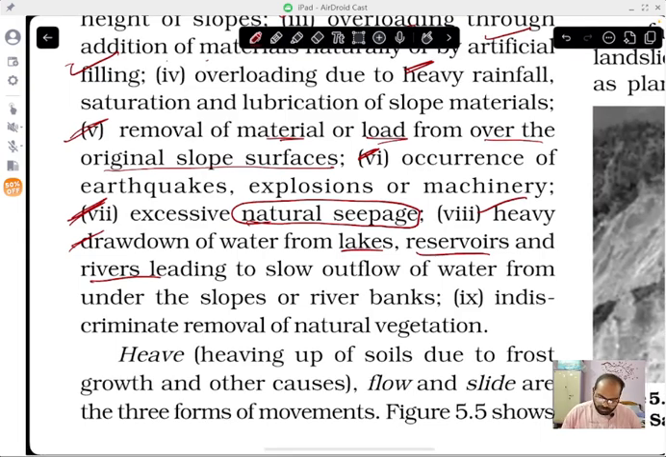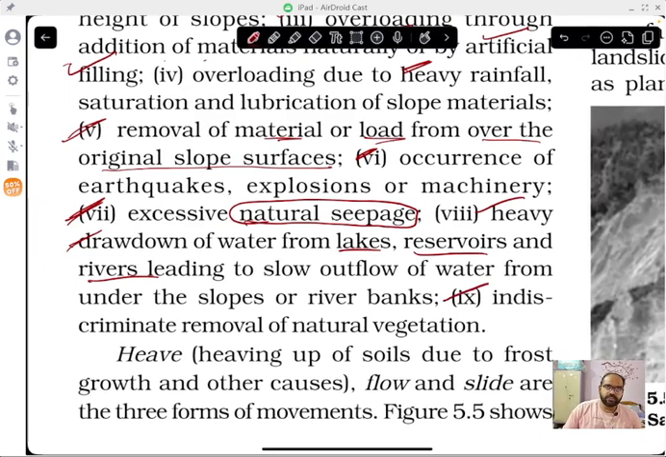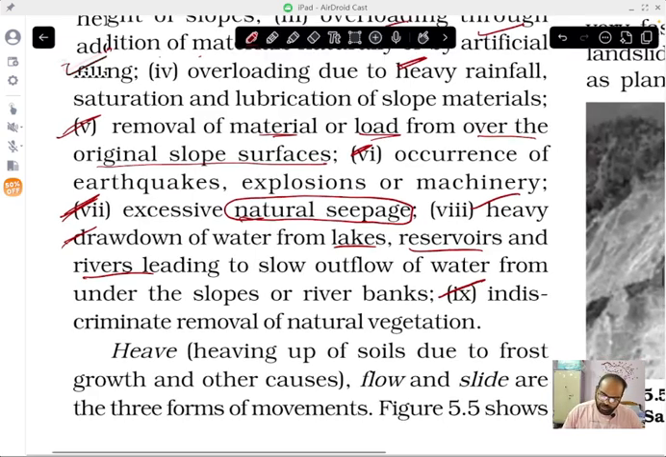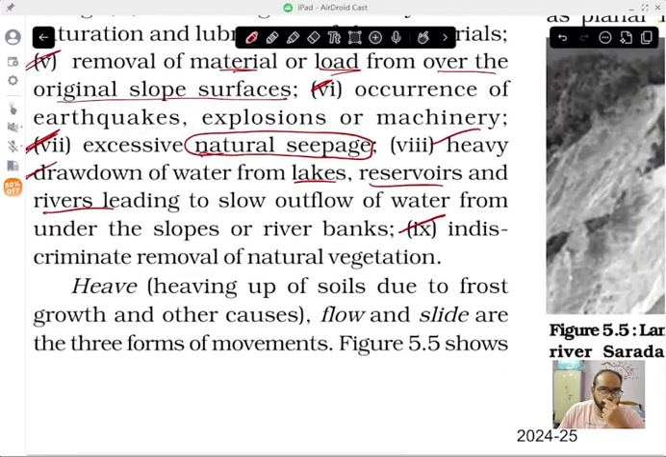And indiscriminate removal of natural vegetation: less natural vegetation, less friction, more is the movement. This mass movement will happen in three ways: heave, flow, slide. The three forms of mass movements, we'll look into them one by one.